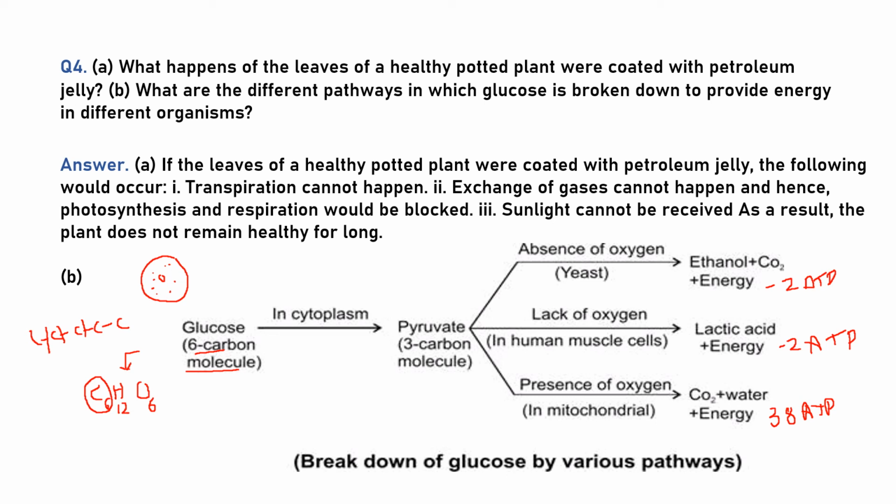You can see only one carbon is left. So there is a complete oxidation of glucose. So when there is a complete oxidation of glucose, definitely more energy is released. Clear? So these are the 3 pathways of breaking down of glucose, right? It is a very important question.